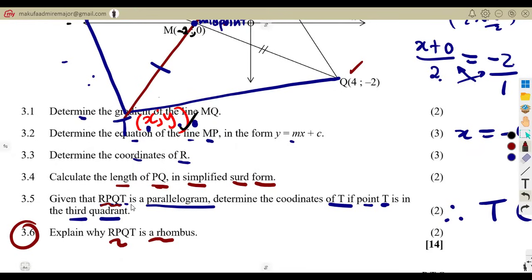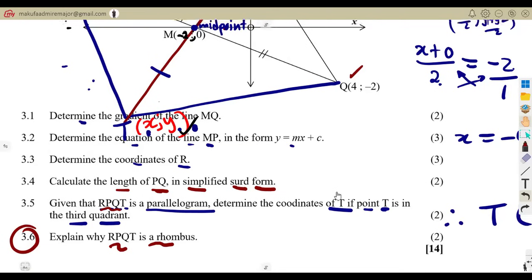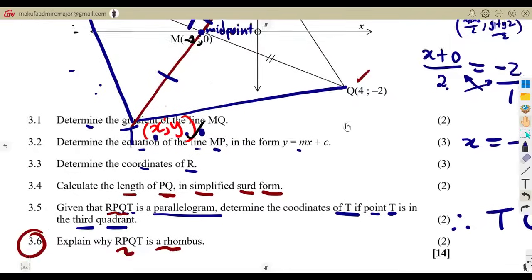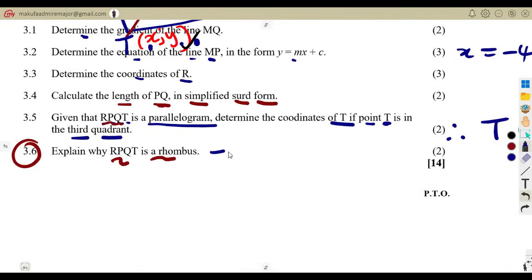How do you define a rhombus? A rhombus is a parallelogram with diagonals that are perpendicular. So is it that our diagonals here are perpendicular? Yes, this is what is happening. Remember this diagonal here and this diagonal here, they meet at what? At 90 degrees. They are perpendicular. So in this case, we can say this is a rhombus because it is a parallelogram with diagonals that are perpendicular.